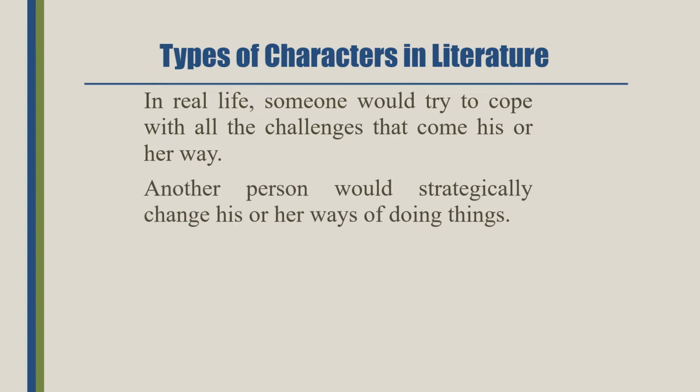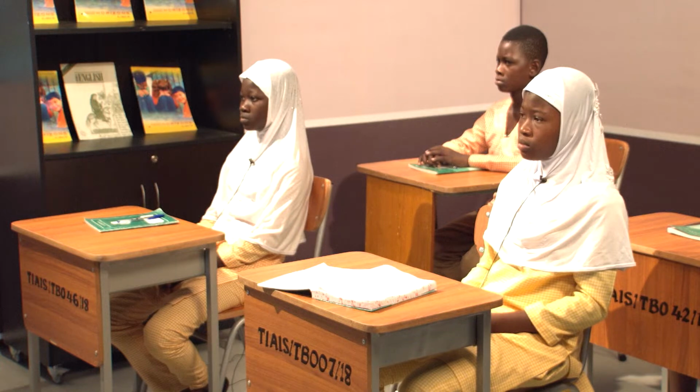Another person would strategically try to change his or her ways of doing things. There's a challenge, there's a problem, hunger, drought, poverty in the house. Someone will try to quickly change the way he or she does things. Another person will just try to cope with it like that.